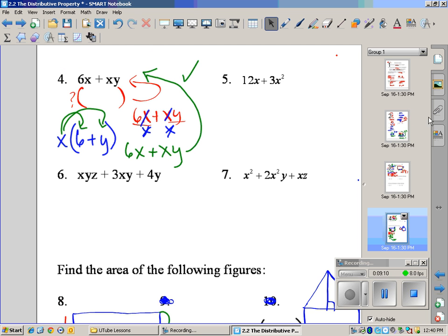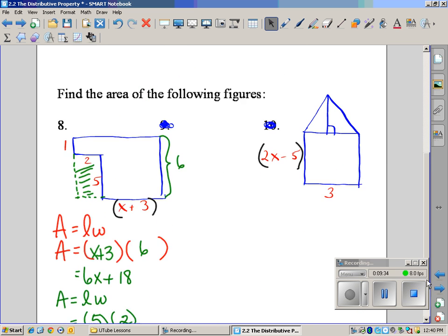Here's another reverse distribution, one that I did fill in for you. Again, I'm asking myself, what can I take out? What do these two terms have in common? They have an x in common. When I divide the x out, I end up with 6 and y. When I multiply back, I've got what I started with, 6x plus xy. You guys give the others a try.